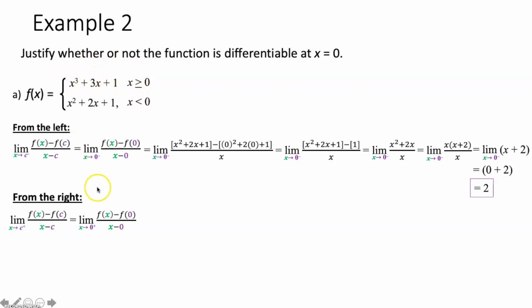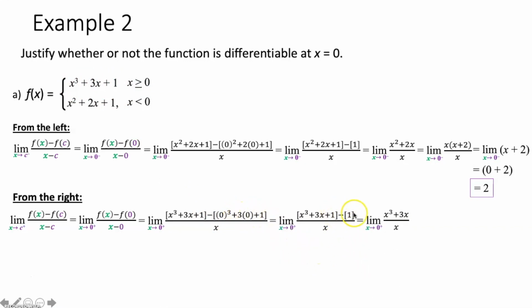So we take this, plug it in for f of x, and then f of 0 means we plug in 0 to this part of the piecewise function up here. Now we simplify. 0 cubed plus 3 times 0 plus 1, again, is 1. The 1's cancel each other out when you subtract them. And now again, you could plug in 0, but you get 0 over 0. Factor out an x in the numerator. The x's cancel each other out.